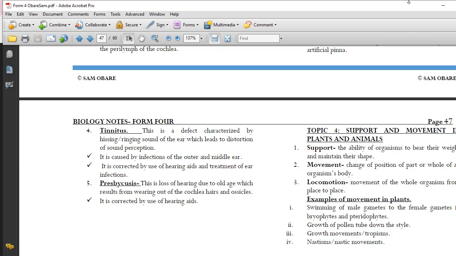We talk about three divisions, beginning from the most primitive division, Bryophyta, then followed by Pteridophyta, followed by the most advanced of those divisions, which is Spermatophyta. Bryophyta, these are only 2 examples, the liverwort and the moss. Pteridophyta, we discuss the ferns only.